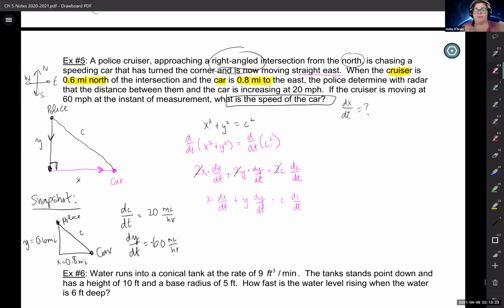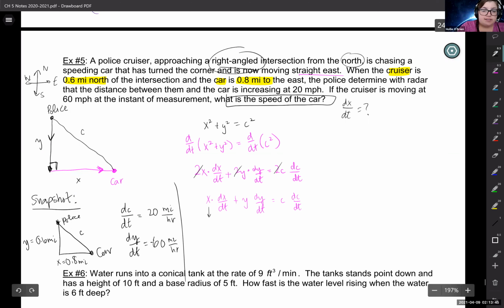Okay, so we have this line, we're ready to plug and chug. Everywhere it says x, y, c, these are at our snapshot. We're looking for the speed of the car at that single moment in time when the police car is blah and the car is blah away from the intersection. Okay, I said blah a lot.